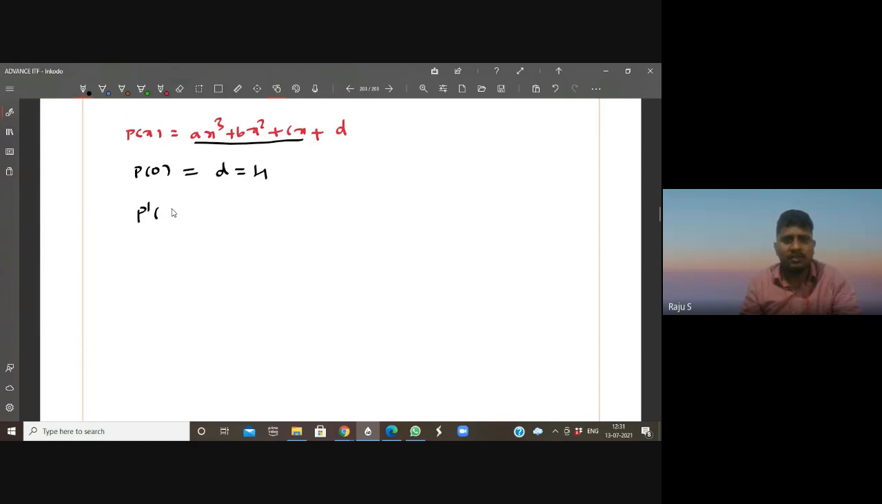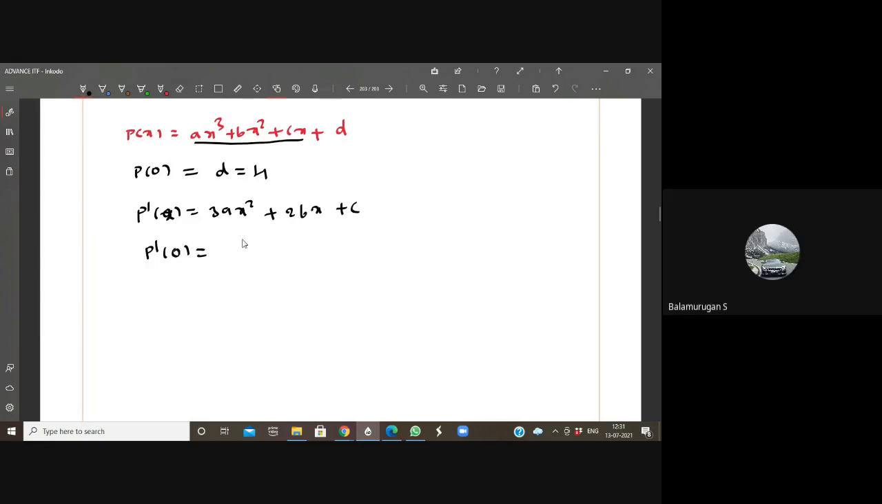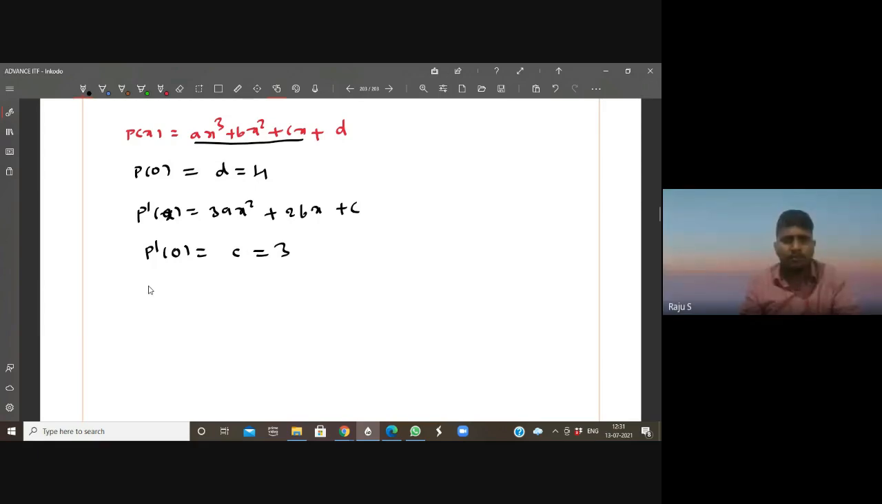Differentiate. P dash of x first: 3ax square plus 2bx plus c. So what is p dash of 0? 3. C is equal to 3.